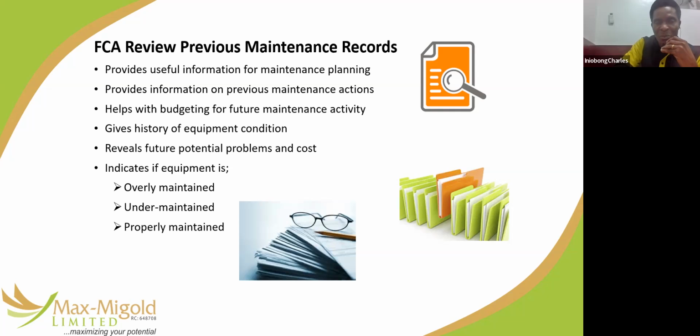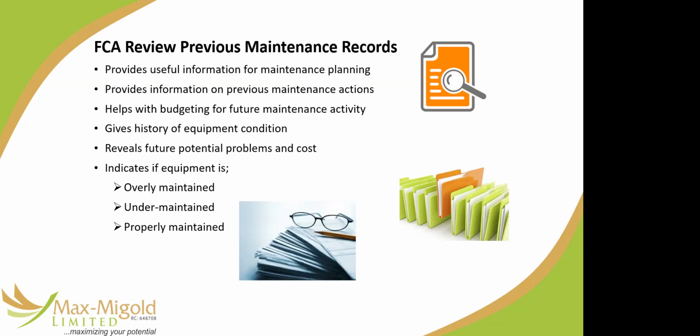You'll be able to say, okay, we spent 100 million on facilities maintenance this year. Let us see. Next year, we can do a 10% markup, maybe because of inflation and all that. But when you have good records, that's where you'll be able to take that kind of decision. It gives the history of equipment condition, reveals future potential problems and costs, and indicates if equipment is overly maintained, under-maintained, or properly maintained.